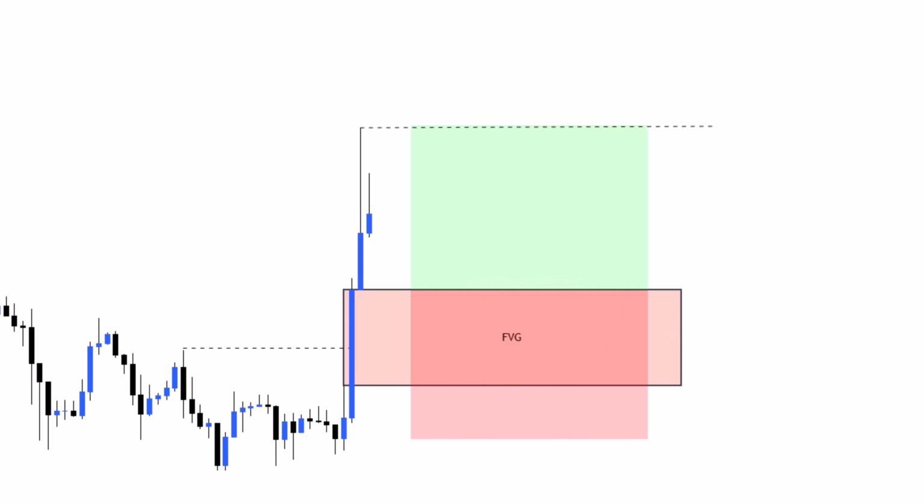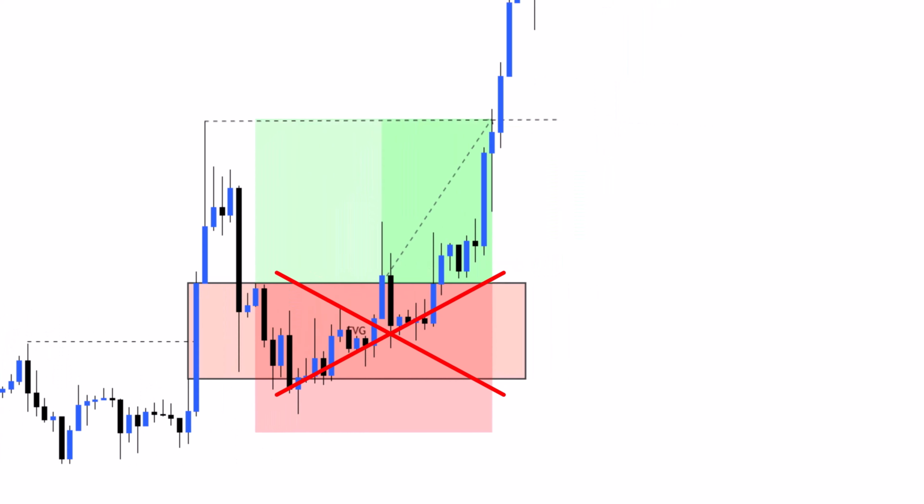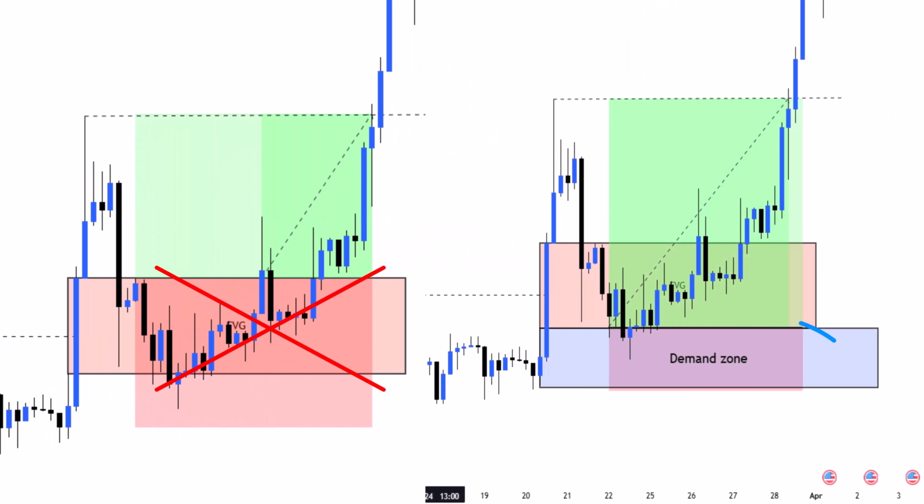That winning fair value gap trade you took, the one you screenshotted and felt real good about, I hate to be the one to tell you this, but it probably wasn't the fair value gap that made you money at all. It was a supply and demand zone sitting right underneath it the whole time, and you actually took the worst version of that exact trade.